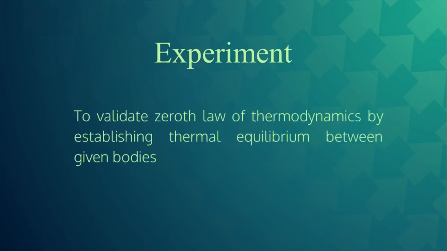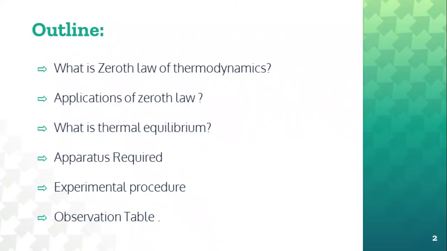The title of today's experiment is to validate the Zeroth law of thermodynamics by establishing thermal equilibrium between given bodies. This is our outline for today's experiment. First we will discuss what the Zeroth law of thermodynamics is, what its applications are, what thermal equilibrium is, what apparatus is required for performing this experiment, and what experimental procedure we will adopt. At the end, an observation table for readings will be displayed.